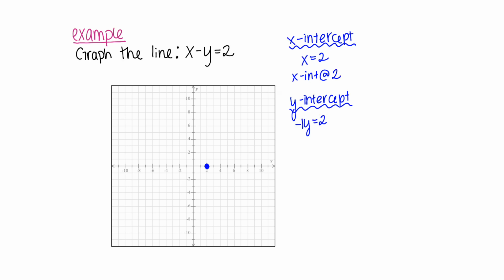This is the same as negative 1y, so when there's not a number written in front, it's the same as having a 1 in front. So a negative y is the same as negative 1y. I need to divide by negative 1 on both sides. Then I'll have y equals 2 divided by negative 1 is negative 2. So the y-intercept is at negative 2. So on the y-axis, I come down to negative 2. From here, just connect the dots.